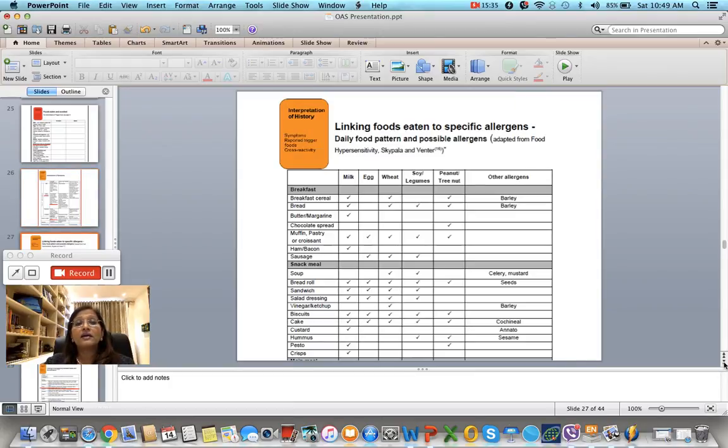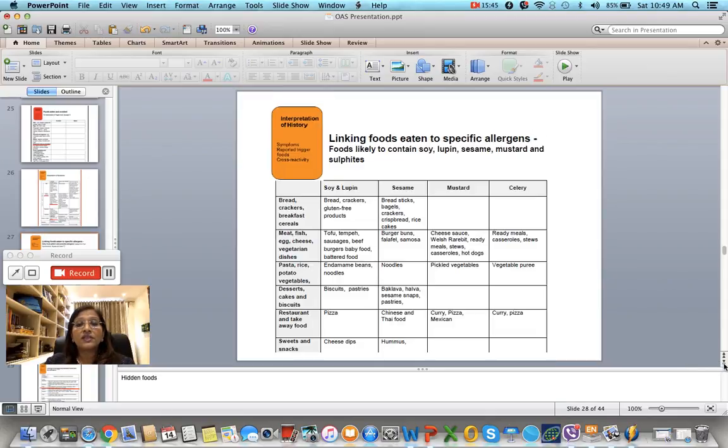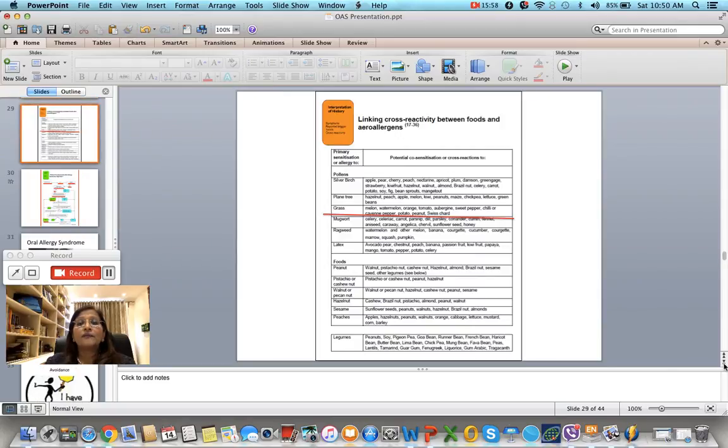The history taking also links foods eaten to specific allergens, what you usually consume at breakfast, for snacks, for lunch, for dinner. And then it links to whether there are any hidden foods that you are eating that you might not be aware contain the offending food. In this case, we linked it with the allergen grass, and grass has a homology with melon, which she had consumed, and therefore she suffered this syndrome.